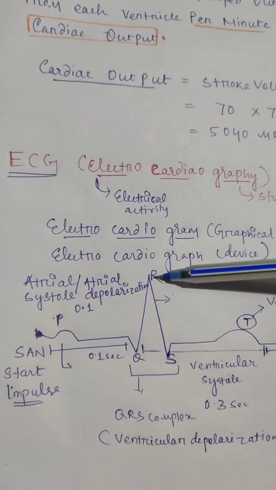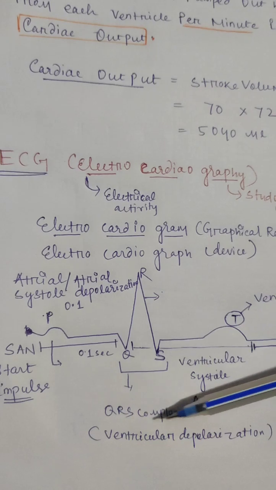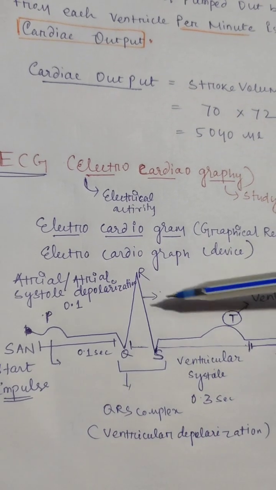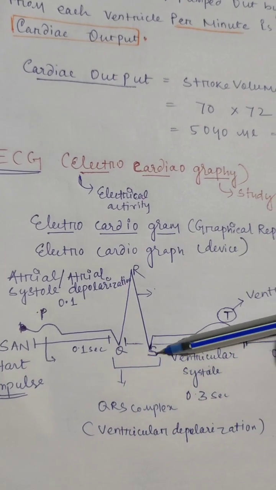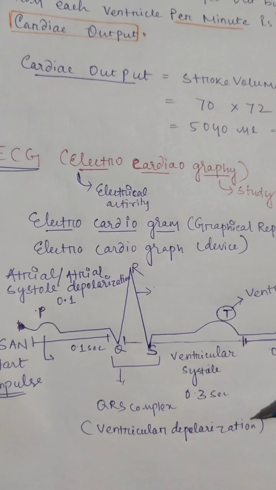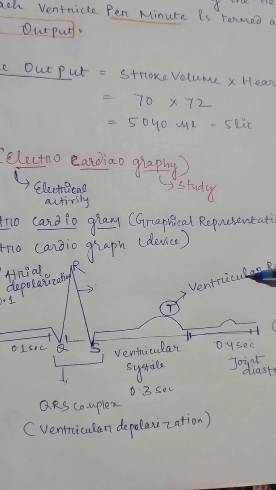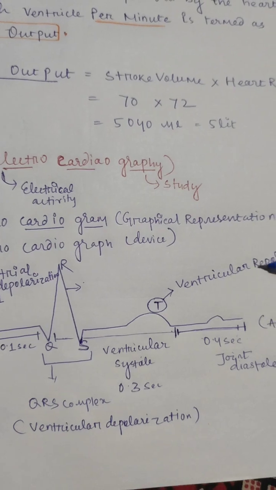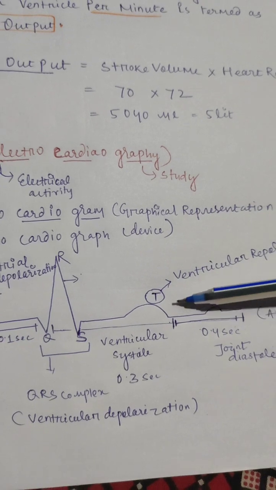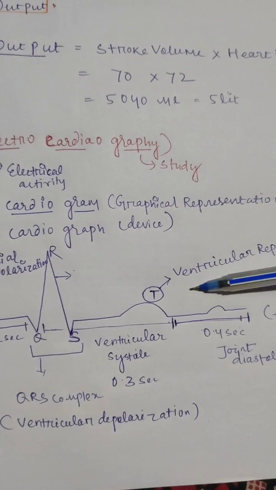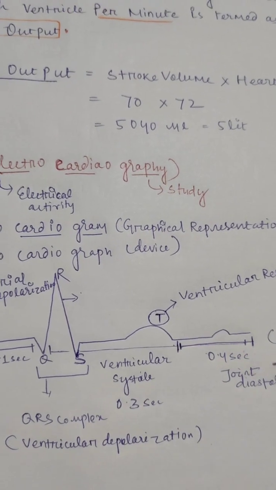After that, the QRS, this is the complex which is also known as ventricular depolarization. The contraction is always depolarization. Here the ventricle contraction will start, that's why this is called ventricular depolarization. And the T wave represents ventricular relaxation, that's why this is called ventricular repolarization. After ventricular repolarization, now both the atrium and ventricle are going to relax, that's why this is called joint diastole.